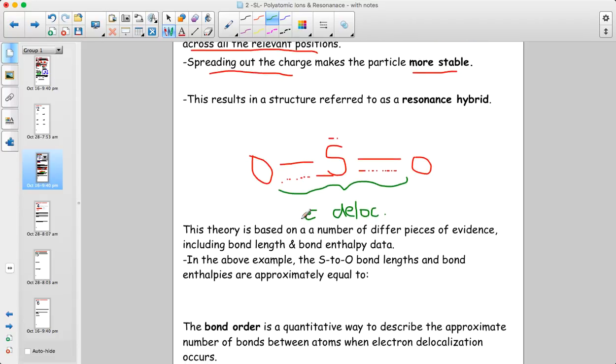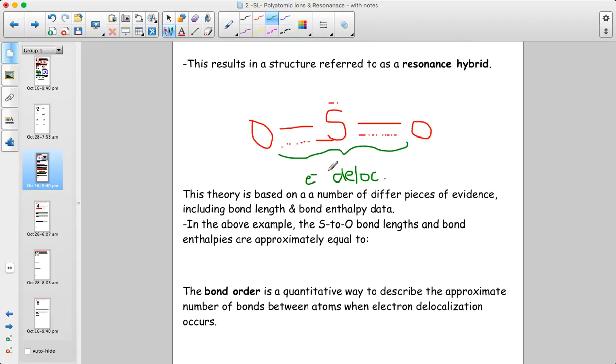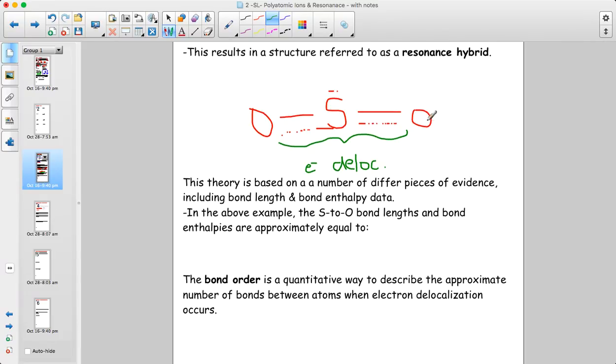Okay, and that makes the structure more stable than if it had a double bond and a single bond separated. And it's based on different pieces of evidence. The bond lengths are not as short as double bonds. They're not as long as sulfur to oxygen single bonds. They are somewhere in between. And the bond strengths are also weaker than S to O double bonds, and they're stronger than S to O single bonds. So there's a lot of physical evidence that can be measured: the bond lengths and the bond enthalpies. Bond enthalpies are more or less a measure of bond strength. So they're pretty much equal to 1.5 bonds.